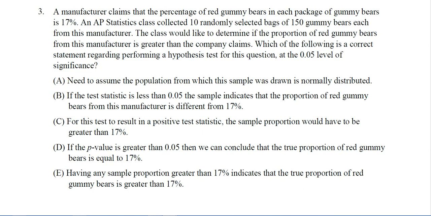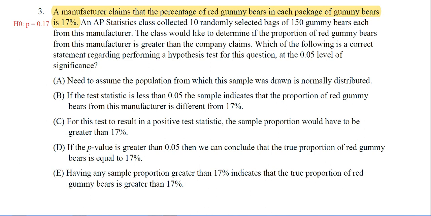Alright, so this problem here starts by saying a manufacturer claims that the percentage of red gummy bears in each package of gummy bears is 17%. Okay. So essentially this claim is our null hypothesis. In symbols we would just write H0, null hypothesis, p equals 0.17.